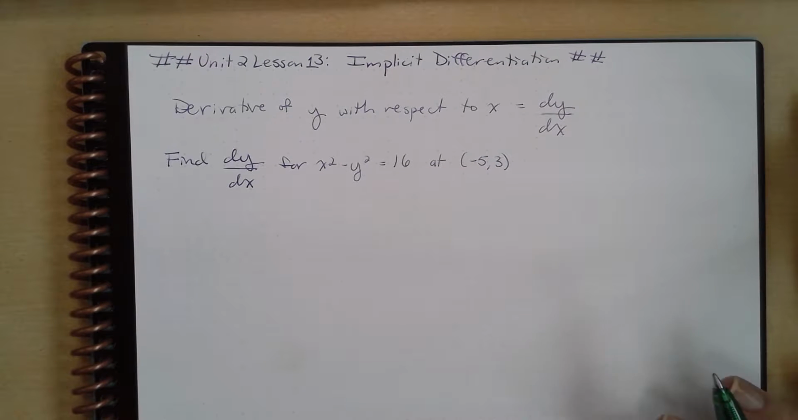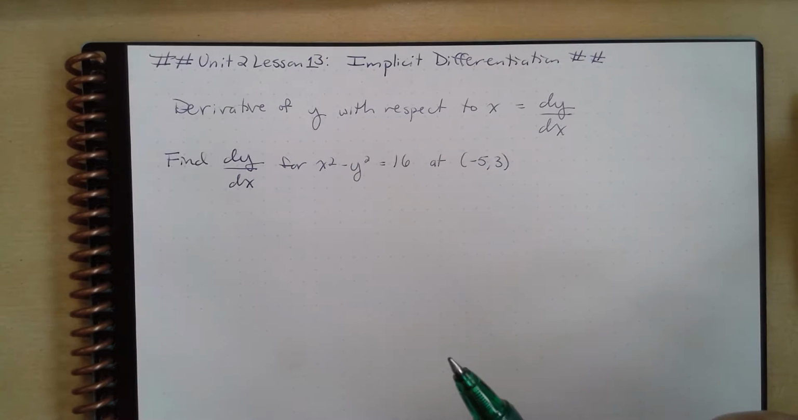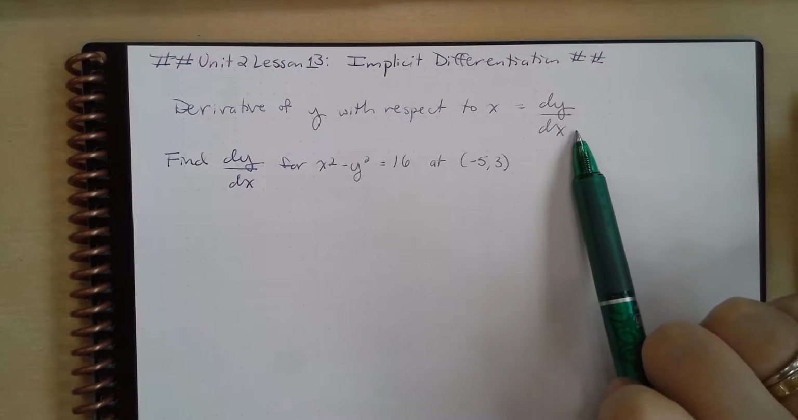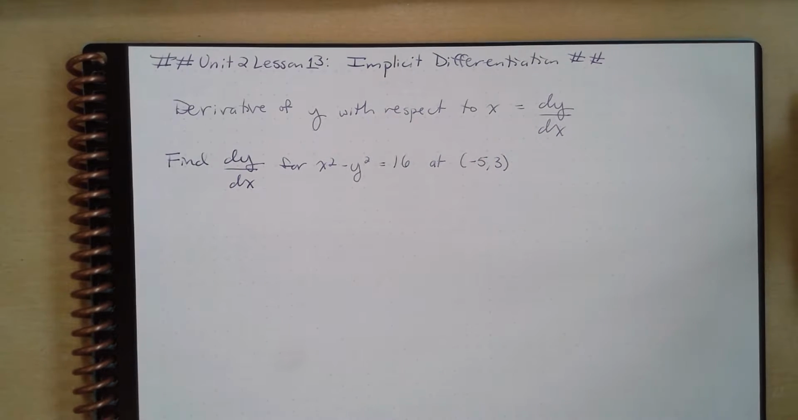Hi, we're going to skip lesson 12 because it's basically just a review of what you've already learned, and we're going to move on to lesson 13, implicit differentiation. Well, what is implicit differentiation? Implicit differentiation is finding the derivative of y with respect to x, or finding dy over dx. You've already been doing this actually.